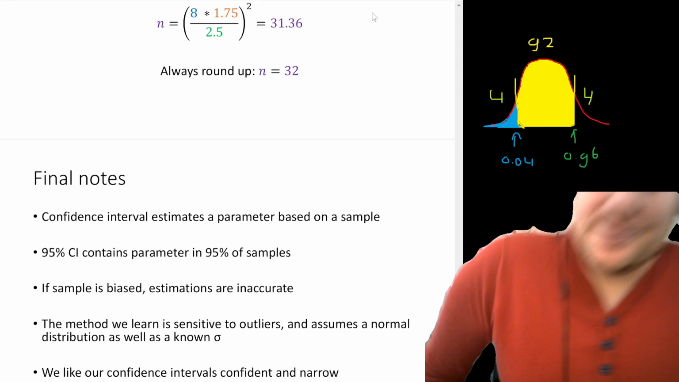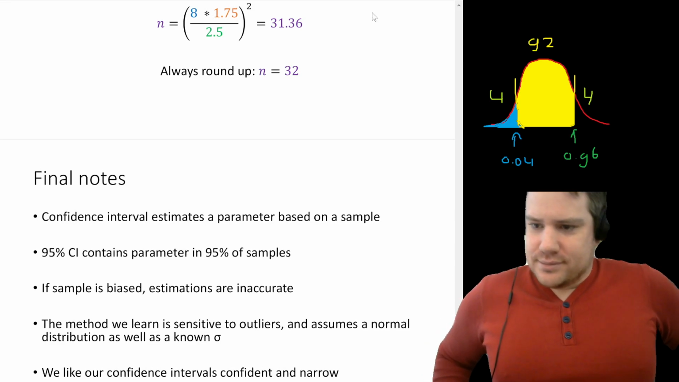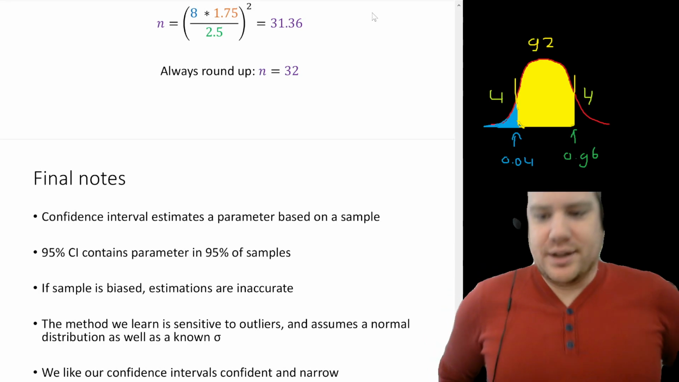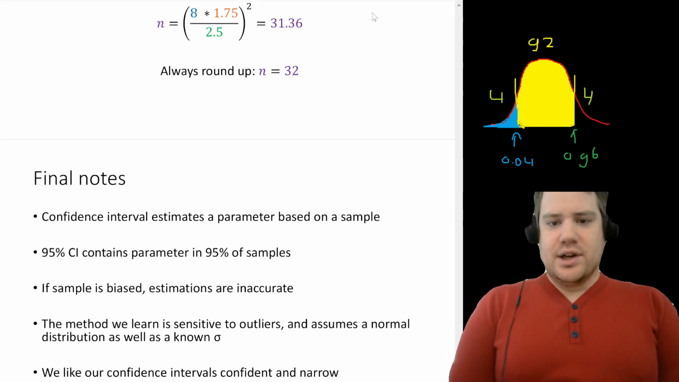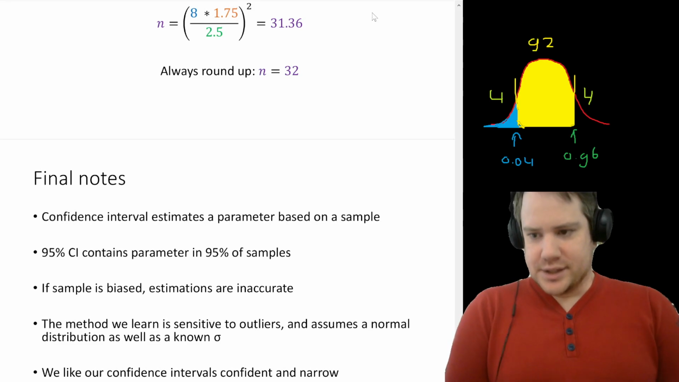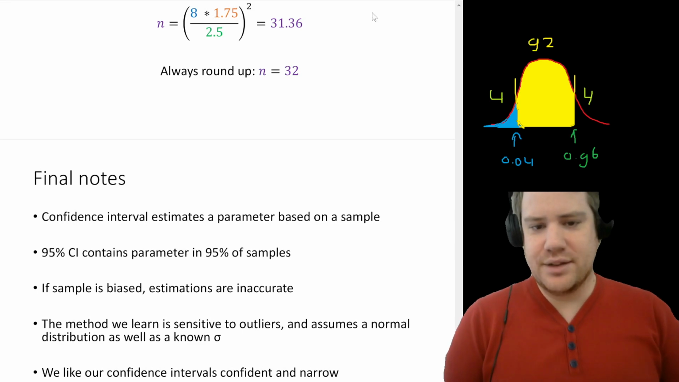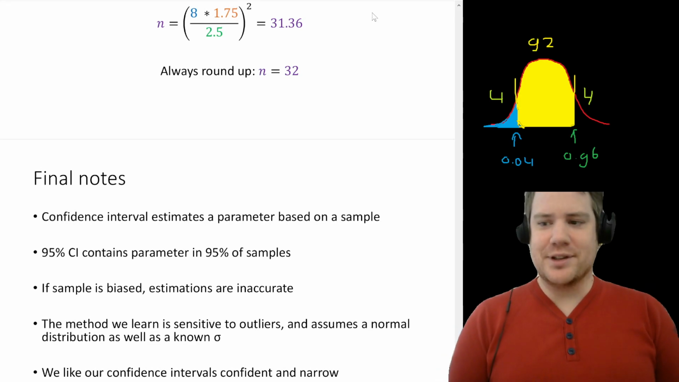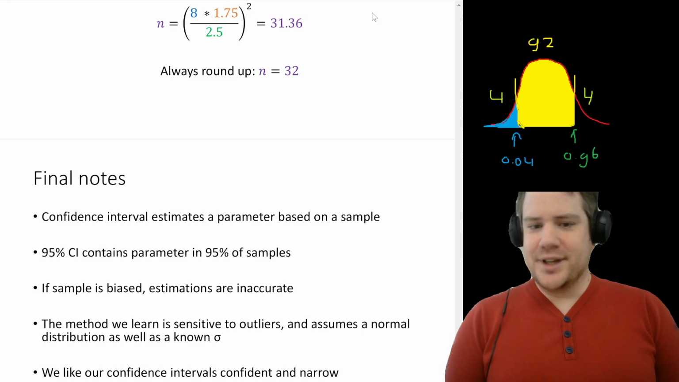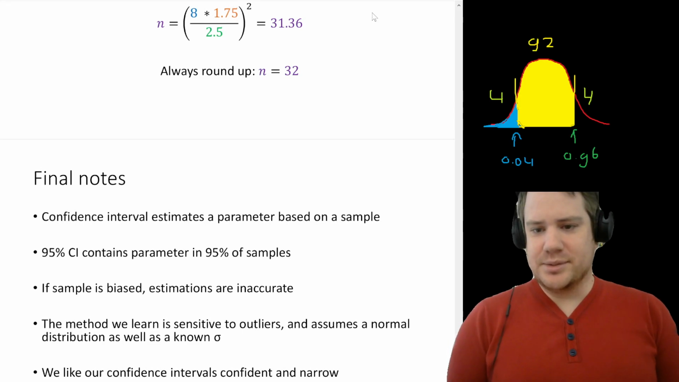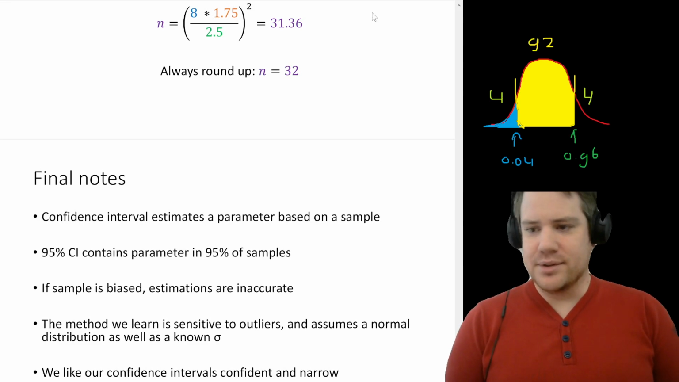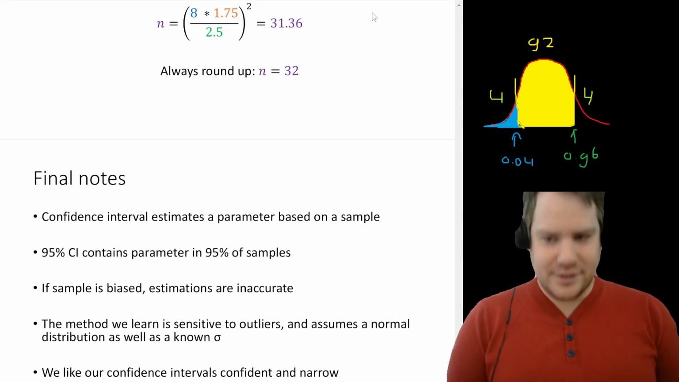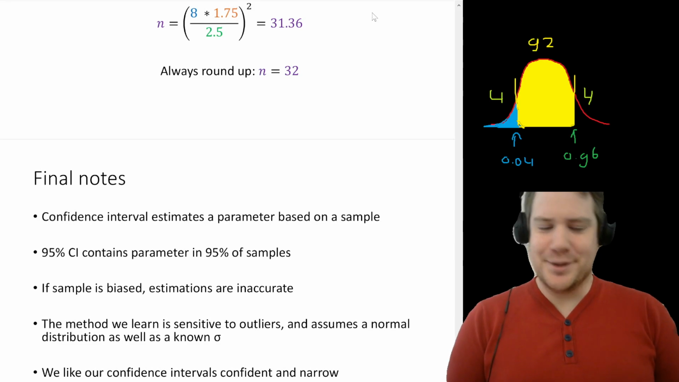So the final notes. Just want to repeat some of the core details that are relevant here and later. A confidence interval estimates a parameter based on a sample. That's again reinforcing what I mentioned earlier, what a confidence interval specifically is. Other intervals do other things, but a confidence interval is taking some statistic from a sample and then estimating a parameter based on that. If you're not estimating a parameter with it, it's not a confidence interval.